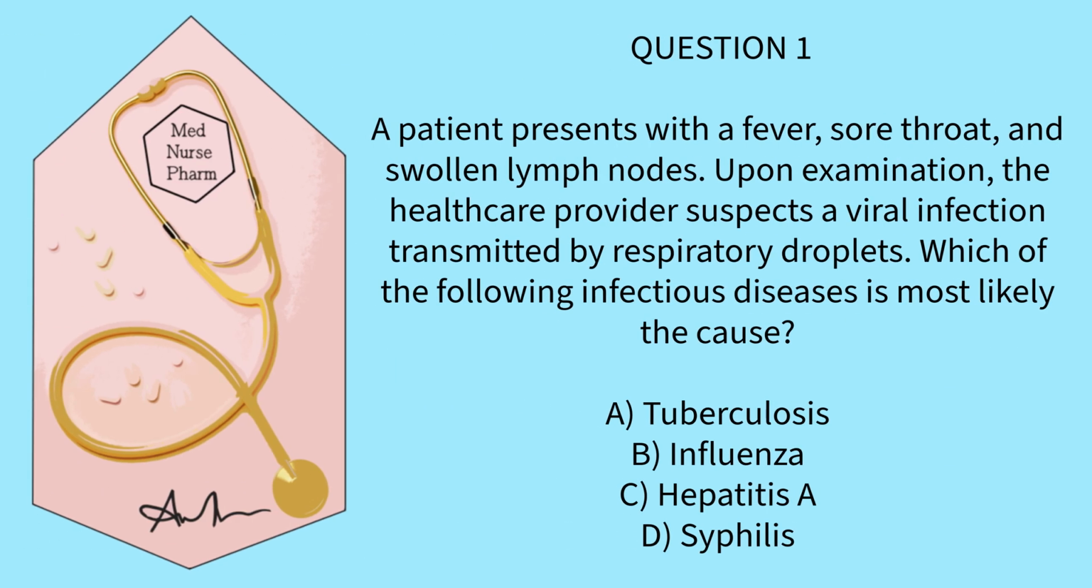Question 1. A patient presents with a fever, sore throat, and swollen lymph nodes. Upon examination, the healthcare provider suspects a viral infection transmitted by respiratory droplets. Which of the following infectious diseases is most likely the cause? Tuberculosis, influenza, hepatitis A, syphilis. Pause the video and select your answer.